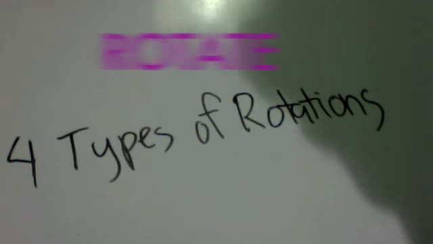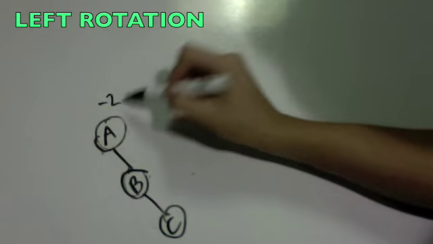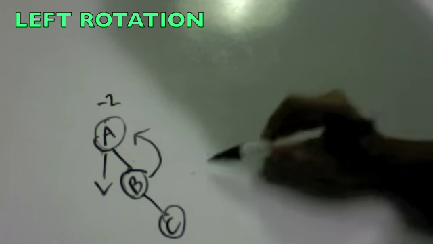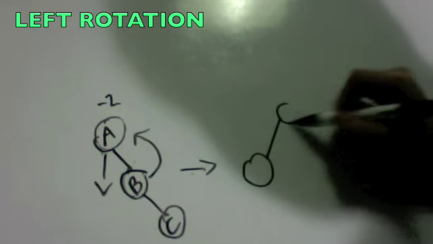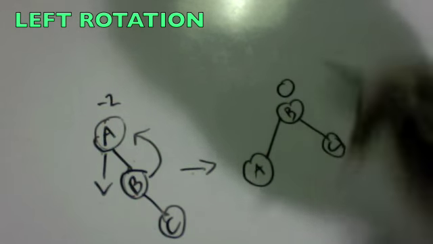The first type of rotation is called the left rotation. As you can notice, this is a right-skewed binary tree and it has a balance factor of -2, which means that this binary tree is unbalanced. We are going to perform the left rotation on it by moving node A down and moving node B up, so that at the end, we have a binary tree looking like this. Now it is balanced.